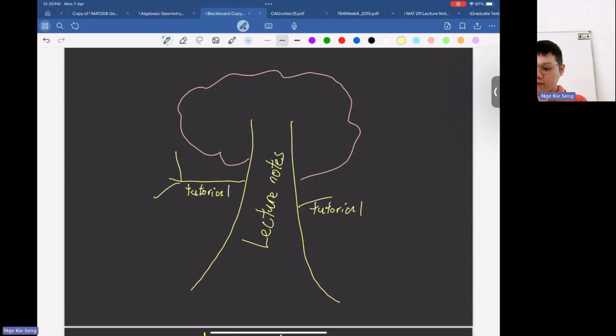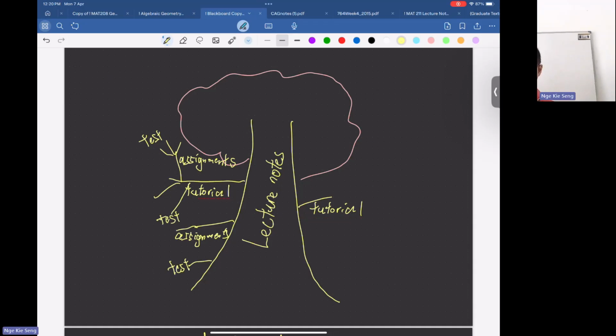And then from the tutorial, I will have assignments. Maybe I'll give harder questions based on what you know, what we learned from the tutorial, or we can ask directly from the lecture notes also. And then only then, our test will grow from here. Our test can also grow from the lecture notes. Does it make sense?